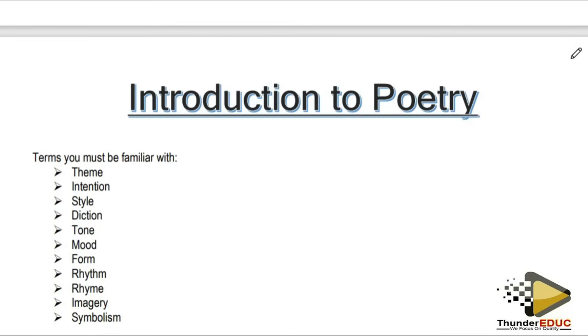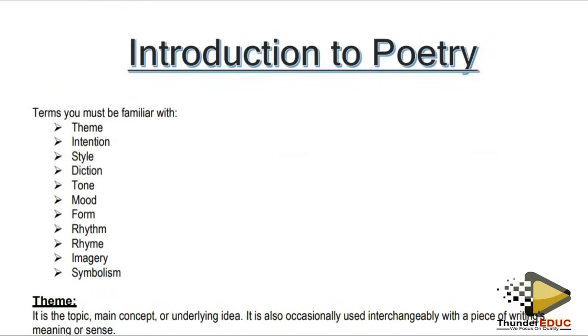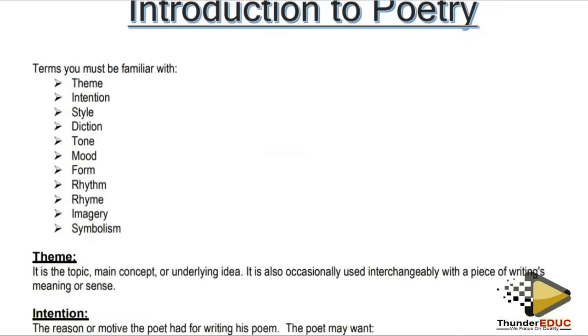Okay, I'm starting with the terminologies that we use in poetry. In front of us, we have the terms that you must be familiar with. The first one is theme and intention, style, diction, tone, mood, form, the rhythm, the rhyme scheme, the imagery, the symbolism. So when we say terminology, this is the language that we use when coming to poetry. We need to know what to do when the question asks us to identify the theme. So we're going to go through these things in a little detail so that we can identify them when we have a poem in front of us.